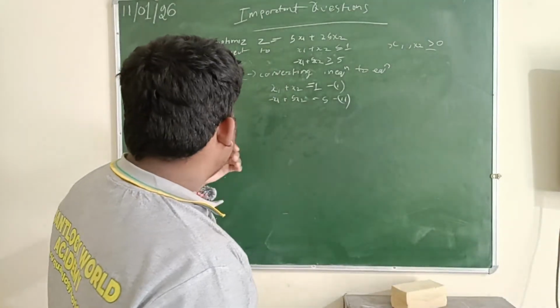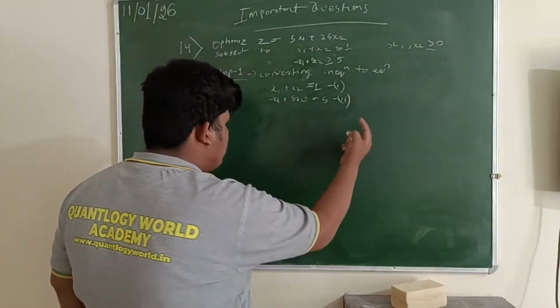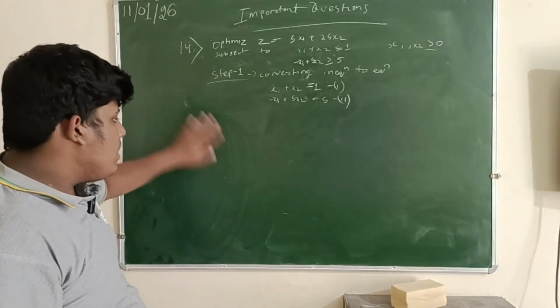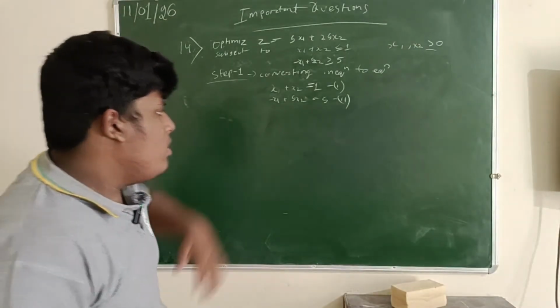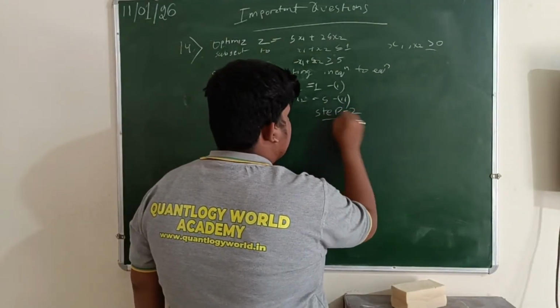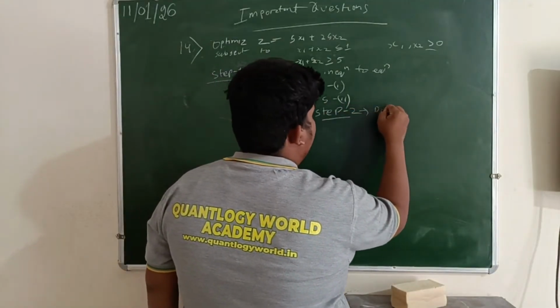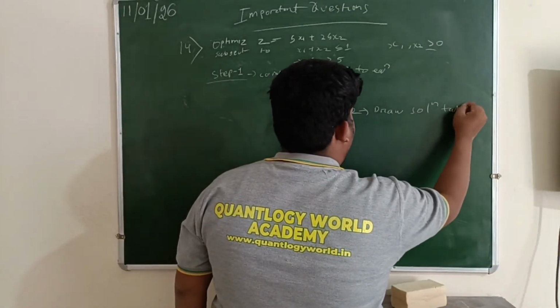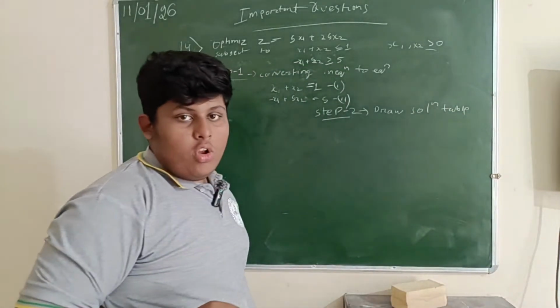Next, we will do step 2 on this side, because we also have to do the graph. For this side we will leave space for the graph. Step 2: draw the solution table. For equation 1 and 2 we will draw the solution table.